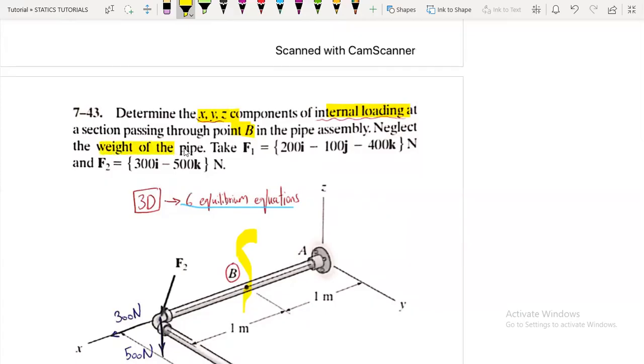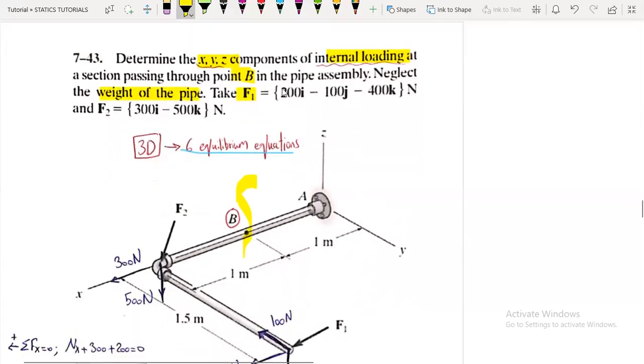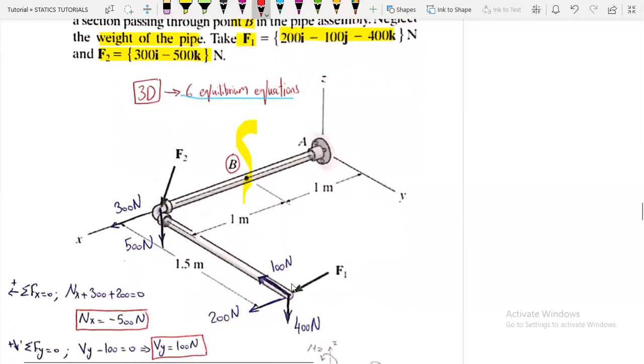Neglect the weight of the pipe, take F1 to be this Cartesian vector notation, and F2 to be this Cartesian vector notation. Anyway, here it's preferred to use, of course, or you can use the vector analysis, but you can just put the components and use the scalar analysis, okay? Because it's a 3D problem.